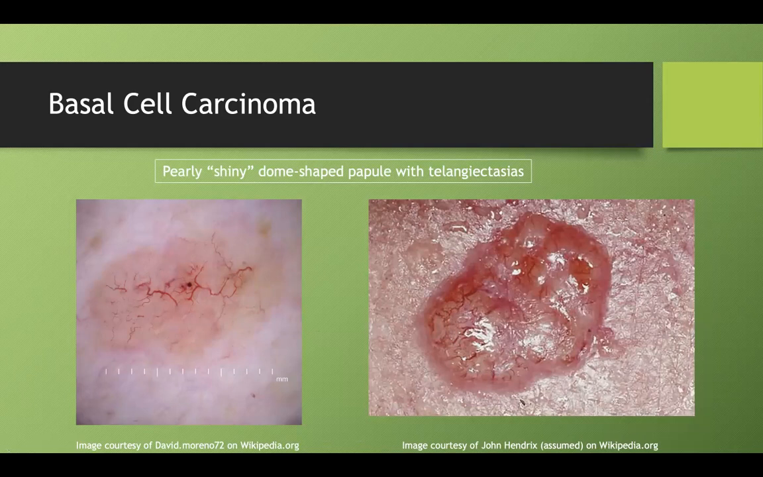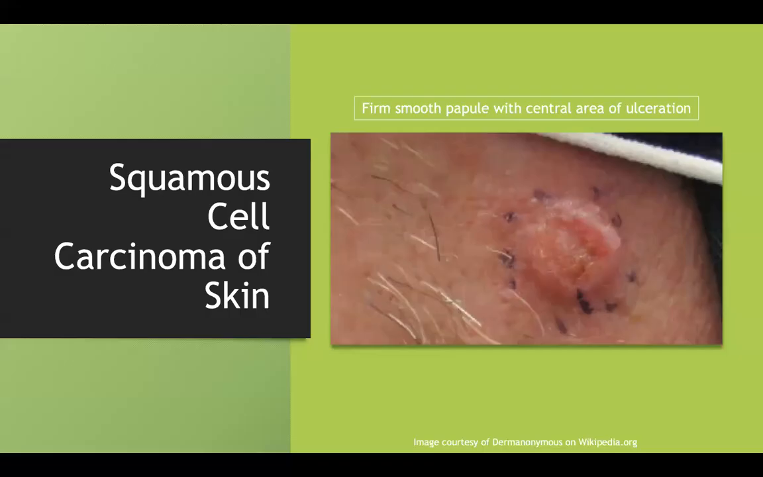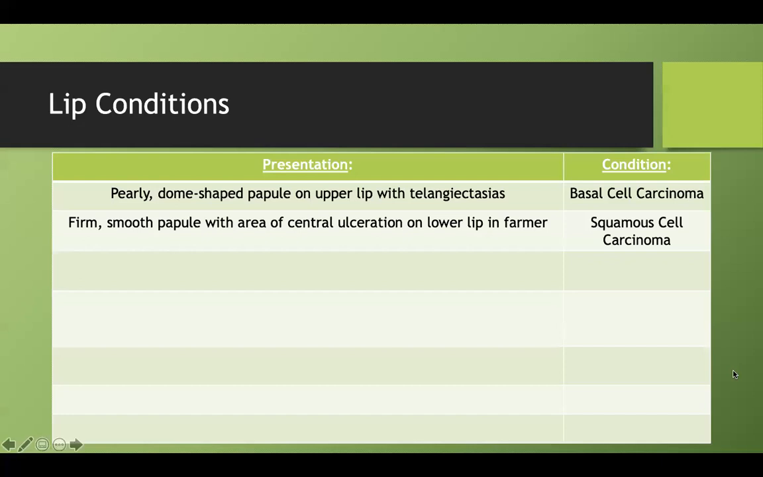Now, on the other hand, what if you find a firm, smooth papule with an area of central ulceration on the lower lip? Especially they like to test it on farmers or people who are out in the sun a lot. That's going to be squamous cell carcinoma. And so again, you can see this papule because the lesion itself is raised and small. And you can see the central ulceration, this depression with the ulceration right here. That on the lower lip is squamous cell carcinoma.